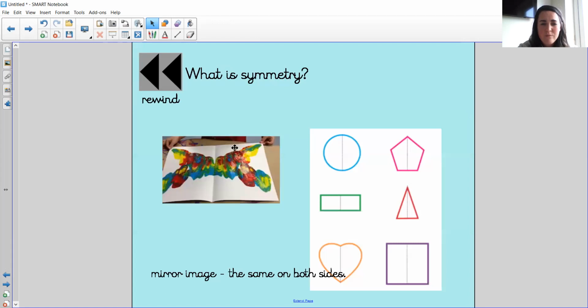Okay, so symmetry, you might remember having a go at something like this. So maybe in FS, you might have painted on one side of a piece of paper and then folded it over.